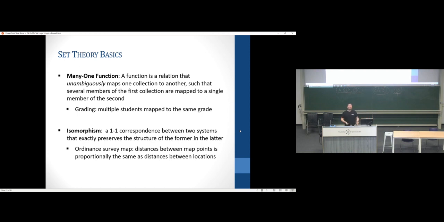So a great example here is an Ordnance Survey map. Right? The distance between map points is proportionally the same as the distance between physical points. So we have a one-to-one mapping, an isomorphic mapping of points on the map to real-world places. But we also do the one-to-one mapping in such a way as to preserve distance. Because otherwise it's a useless map, right? We want it to at least preserve the structure.